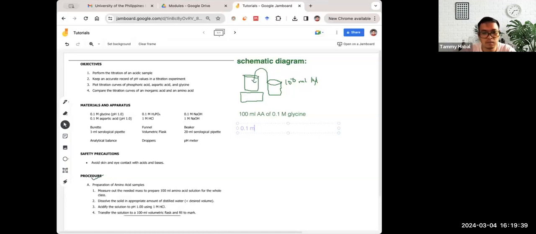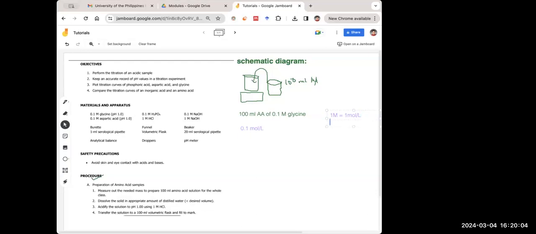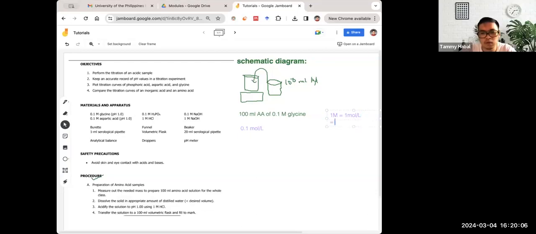Let's say we start with millimoles per ml. That's actually the same with moles per liter. But for the sake of the tutorial, I guess you know that 1 molar is 1 mole per liter, right? And it's also the same with 1 millimole per milliliter because they just cancel out.